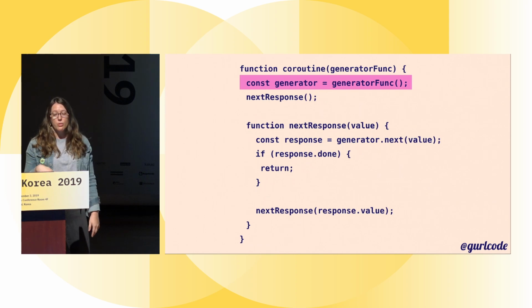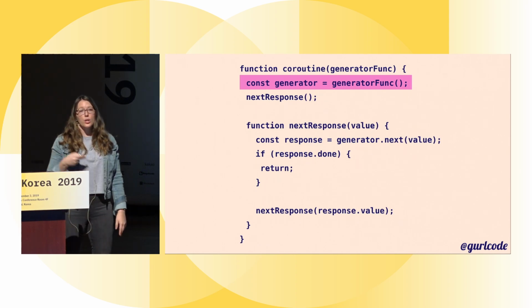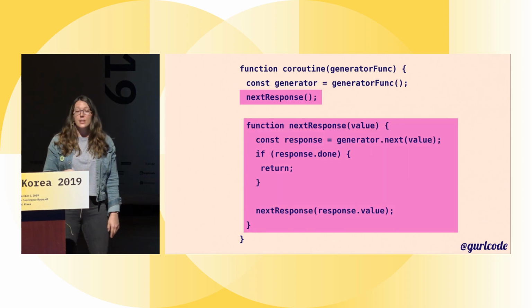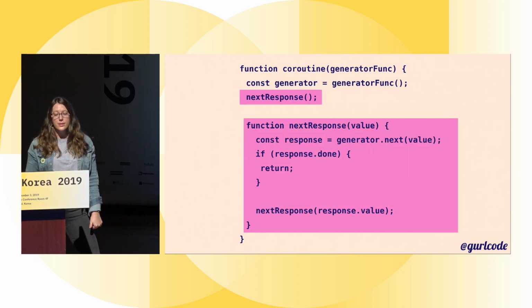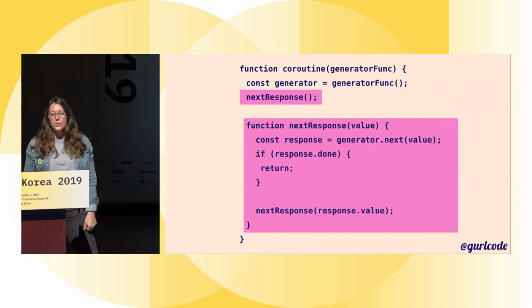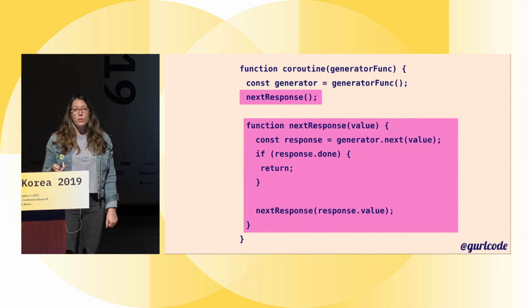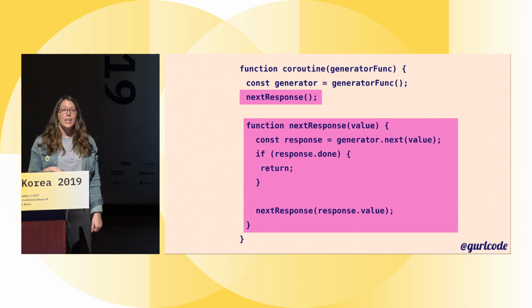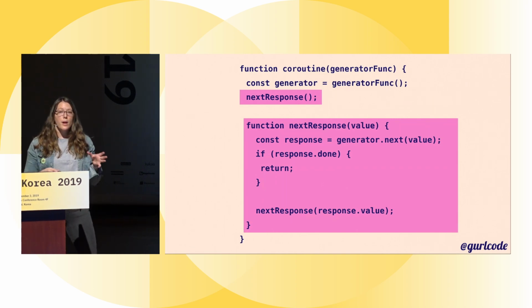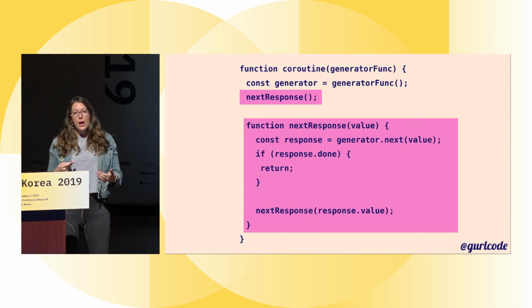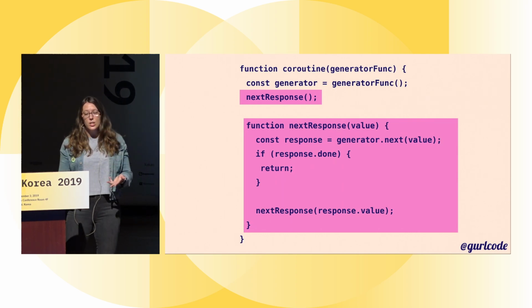So it's going to take in a generator, and it's going to call it, which returns the generator object. Then the inner function next response calls the generator's next method. This is going to actually start up the generator, which will run until it encounters a yield statement. At that time, the generator is going to return an object with the value key and the done key. And next response is going to evaluate whether the generator is done or not. If it's not, it's going to call itself with the value from the generator's response, and the loop is going to continue until the generator is done.